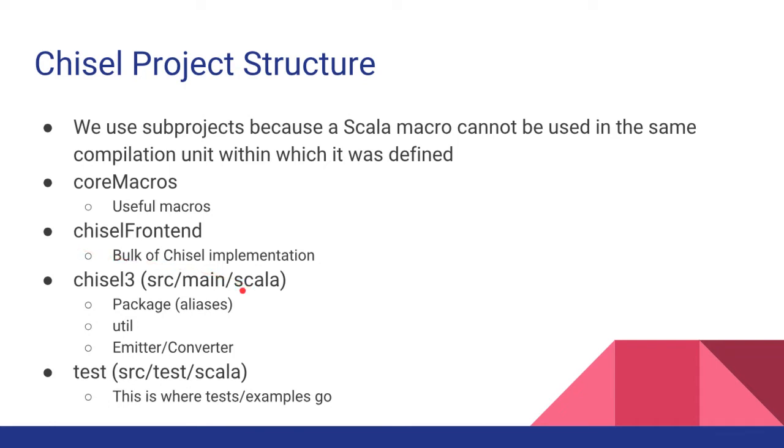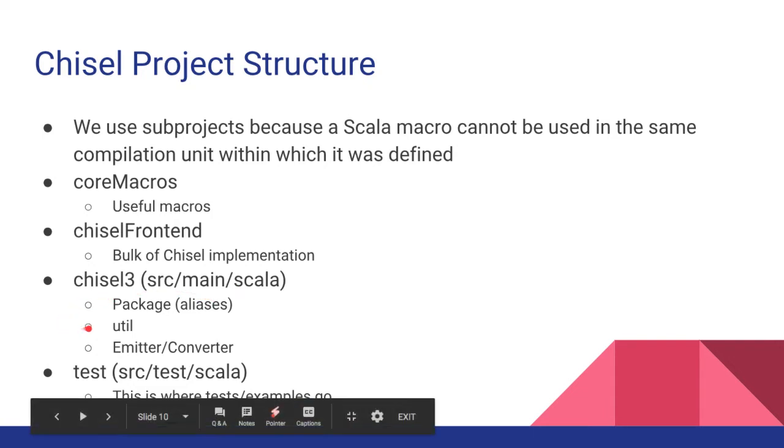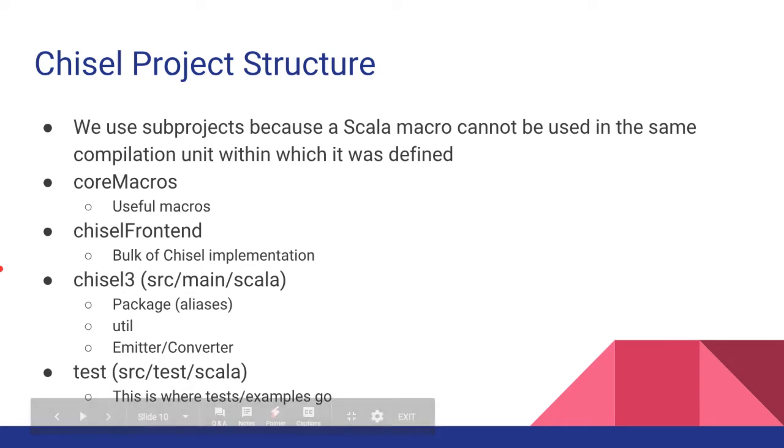The stuff in source main Scala: there's the package, which is aliases. I believe I have a slide on that in a minute, so I'll punt on that for a second. That's where the Chisel 3 util are. So things like queue, decoupled, log2up, things that you may be familiar with, all live there. Arbiter, round robin arbiter. It also has the emitter and converter. And what those do is they take the Chisel IR and convert it to Firrtl for use in the Firrtl compiler.